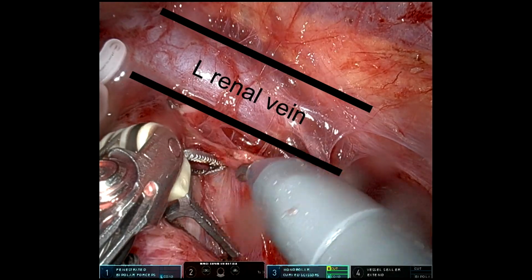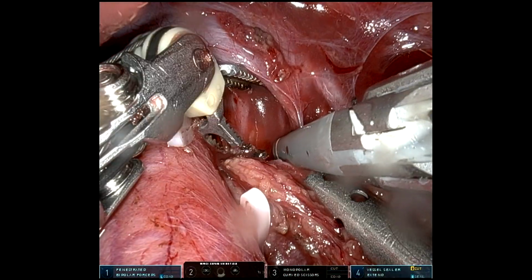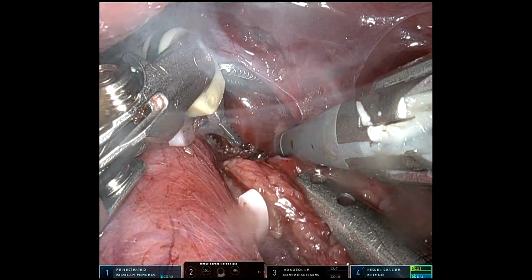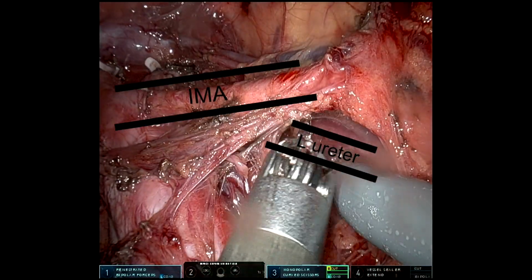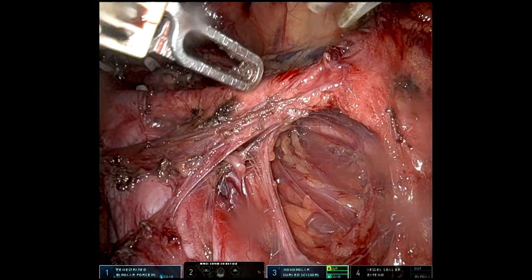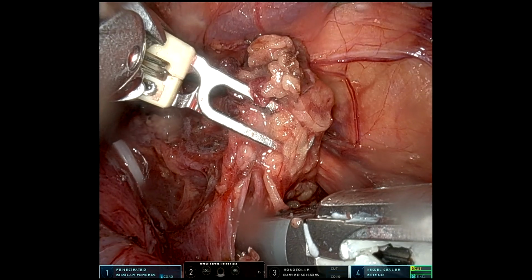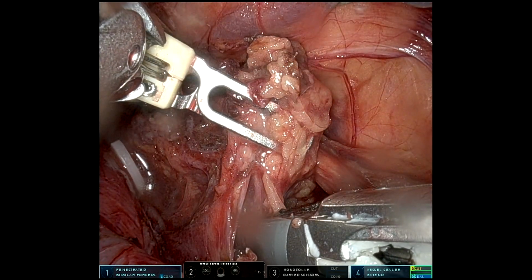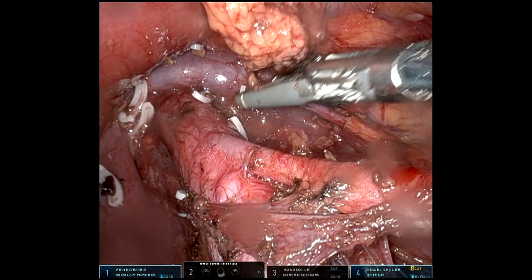The dissection continues with the para-aortic nodes. The left ureter is identified as the lateral aspect of the dissection. The node packet is split over the right common iliac and rolled cephalad to the left renal vein. Lumbar arteries are doubly clipped to ensure hemostasis.